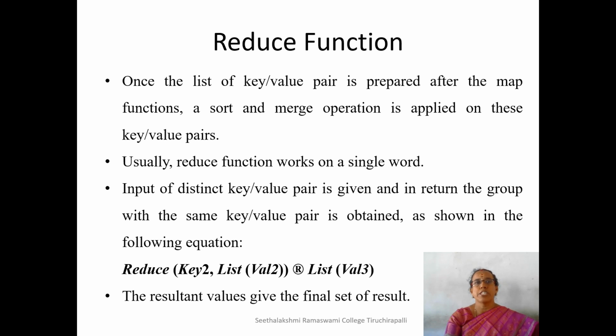Next, we see about the reduce function. Once a list of key value pairs is prepared after the map functions, a sort and merge operation is applied on these key value pairs. Usually, the reduce function works on a single word. Input of distinct key value pairs is given, and in return, the group with the same key is obtained, as shown in the following equation: Reduce of key 2, list of value 2 with list of value 3. The resultant values give the final set of results.